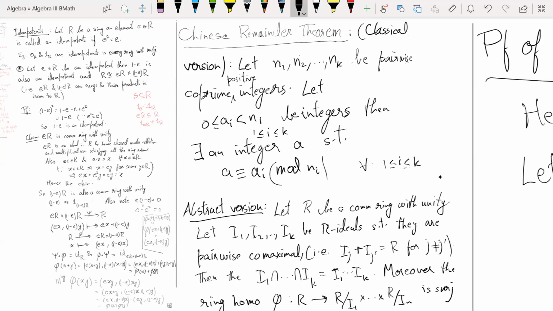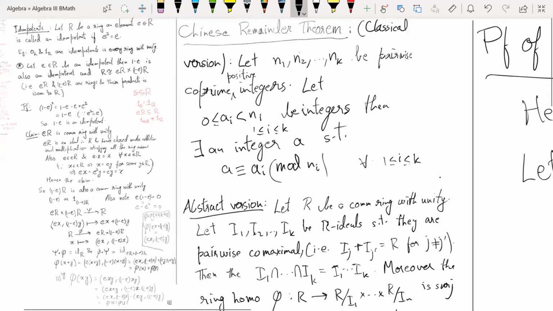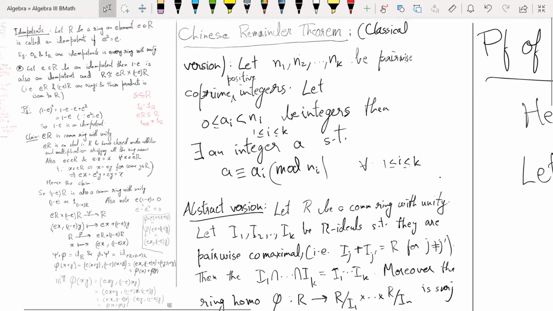The Chinese, and I'm pretty sure many other places as well, but the Chinese in particular used this to design their calendars. So it was used to design calendars. So this is the Chinese remainder theorem. Let me just state the abstract version of the Chinese remainder theorem, and then maybe we'll take a break.